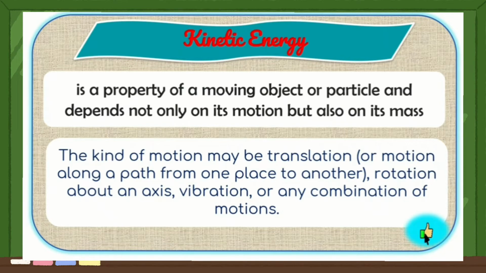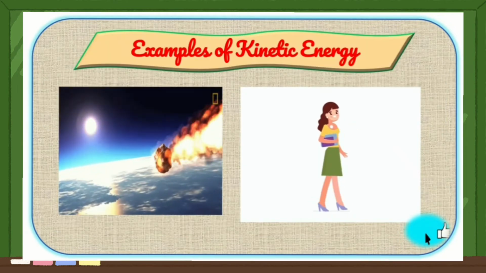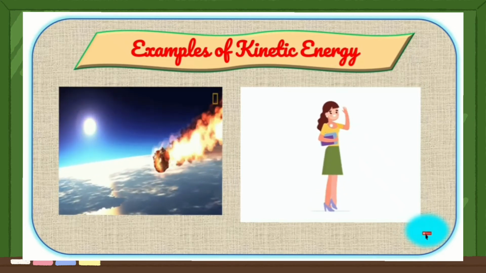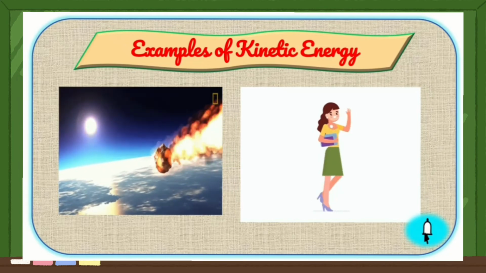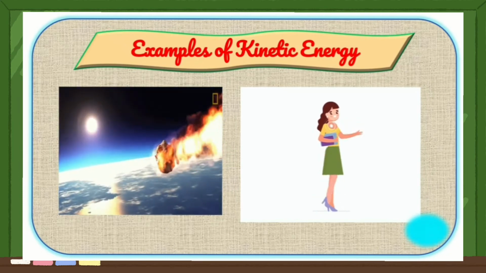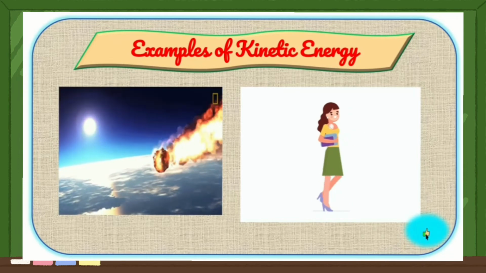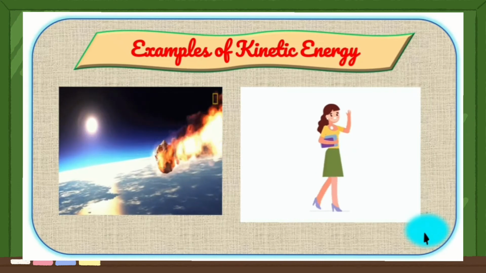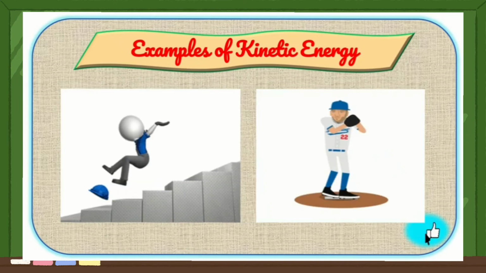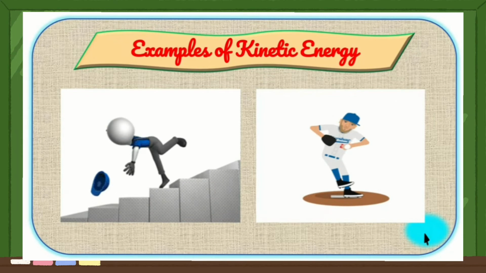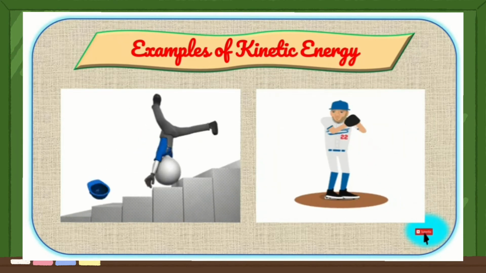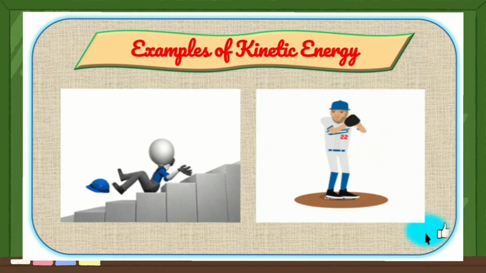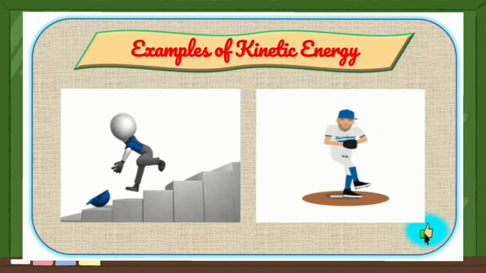Okay, so examples of this are the following: the meteorite that you are seeing right now in your monitor and the girl that is walking. So kinetic energy is moving. It is the opposite of potential. Kung yung potential is energy at rest, kinetic energy naman is moving energy. Like this one, the boy is falling on the stair and a boy is throwing a ball. So yan, those are examples of kinetic energy.